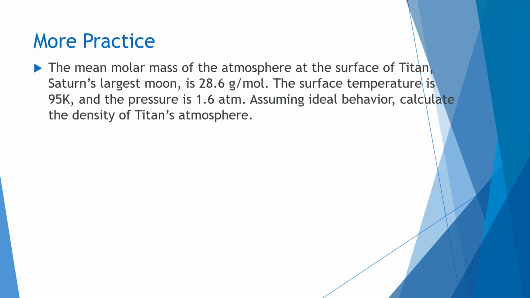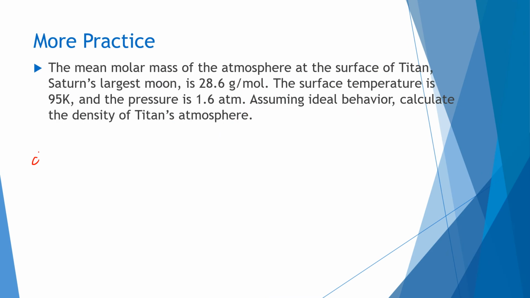Let's look at this other practice problem. It says the mean molar mass of an atmosphere of the surface of Titan, Saturn's largest moon, is 28.6 grams per mole. The surface temperature is 95 Kelvin and the pressure is 1.6 atm. Assuming ideal behavior, we're going to calculate that density.